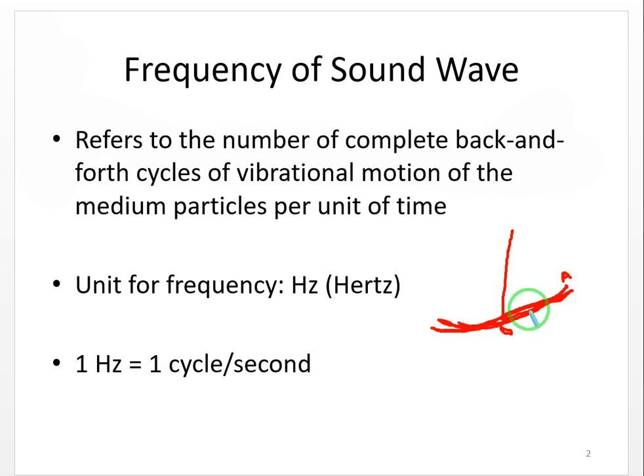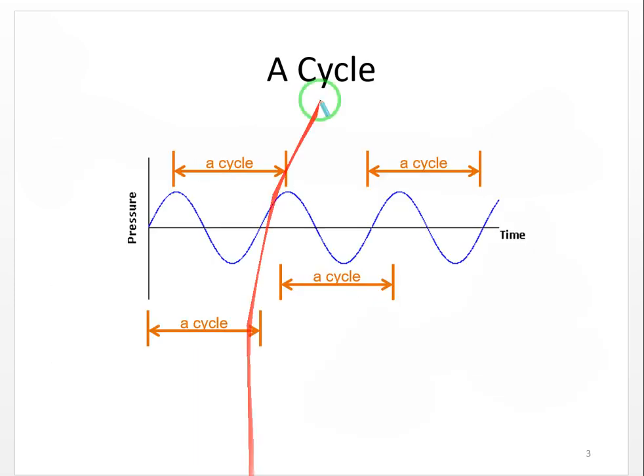The second definition is the number of cycles. So what is a cycle? Start from this point to this, then come back to this. The number of cycles per second is called frequency. So we can write: frequency is equal to the number of cycles per second. This is the formula for frequency. The unit of frequency is hertz, and 1 hertz is always equal to 1 cycle per second.